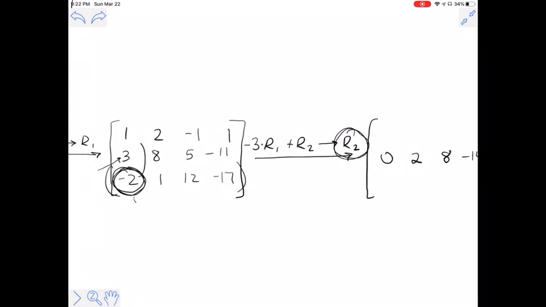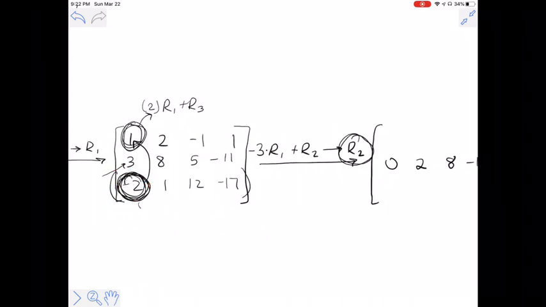So I'm going to go back up to here. If I take row 1, and I'm only looking at this first entry here, if I multiply row 1 by +2, and then add that to row 3, which is this entry, that's going to give me a 0. And then I want to replace that 0 in row 3. So that's going to be my next set of row operations.